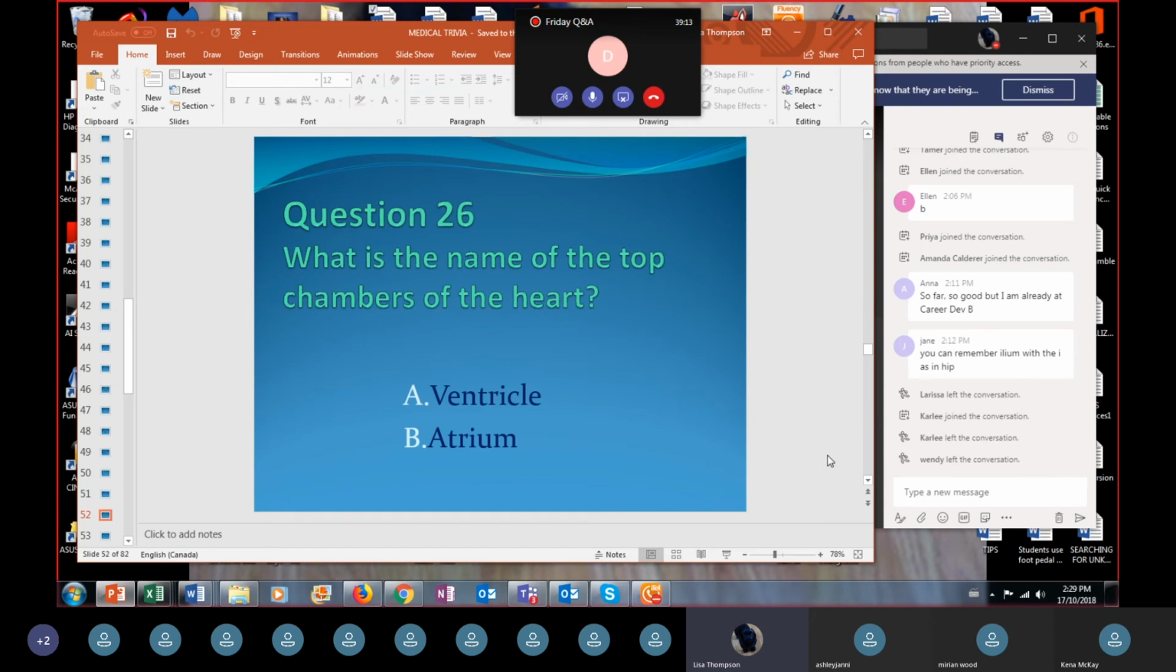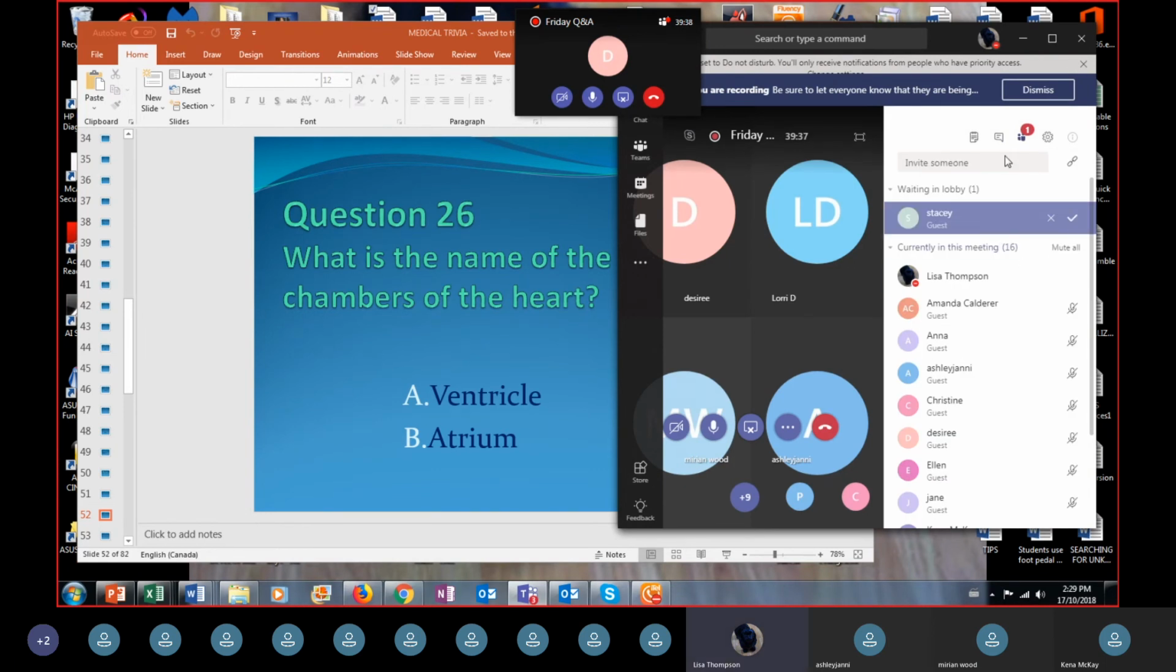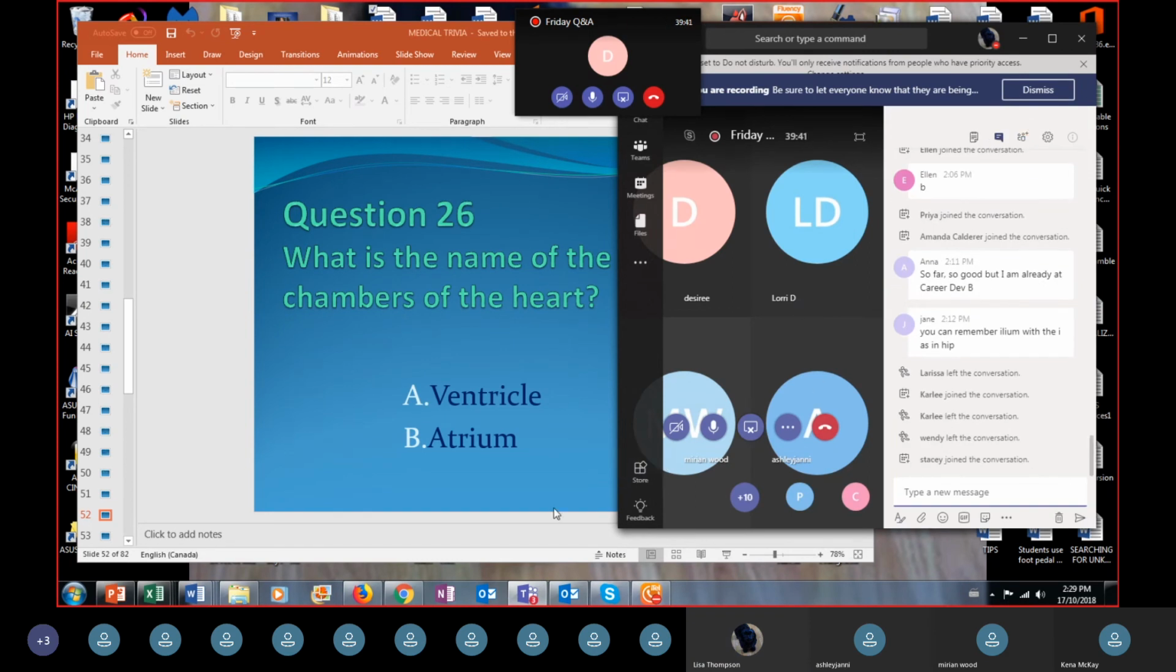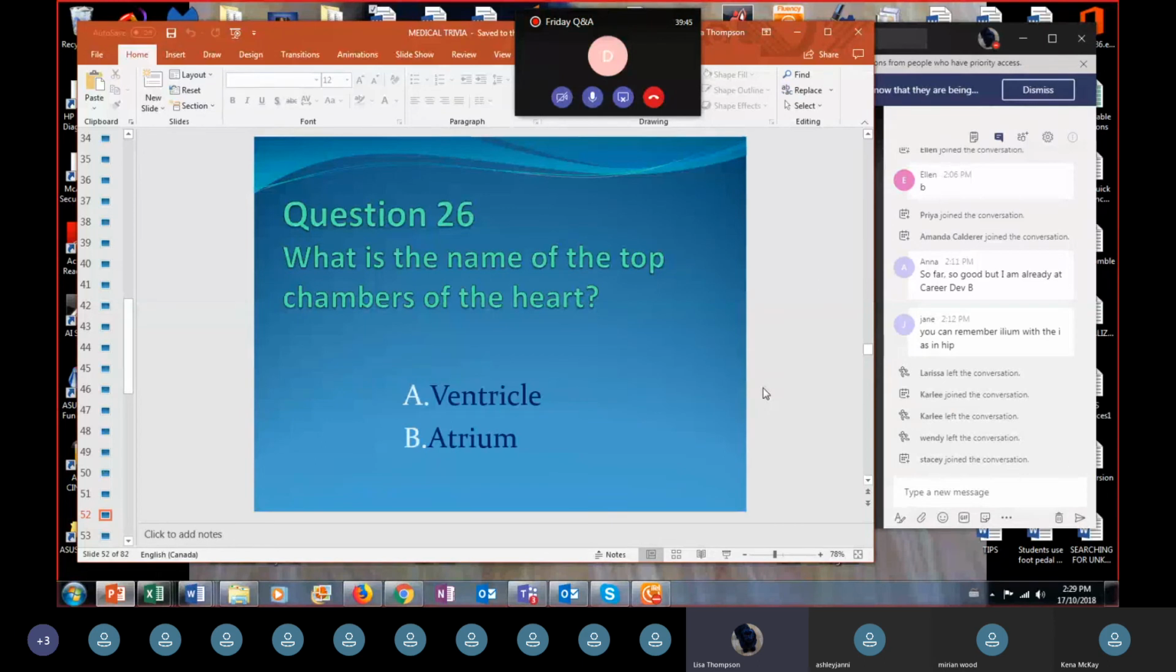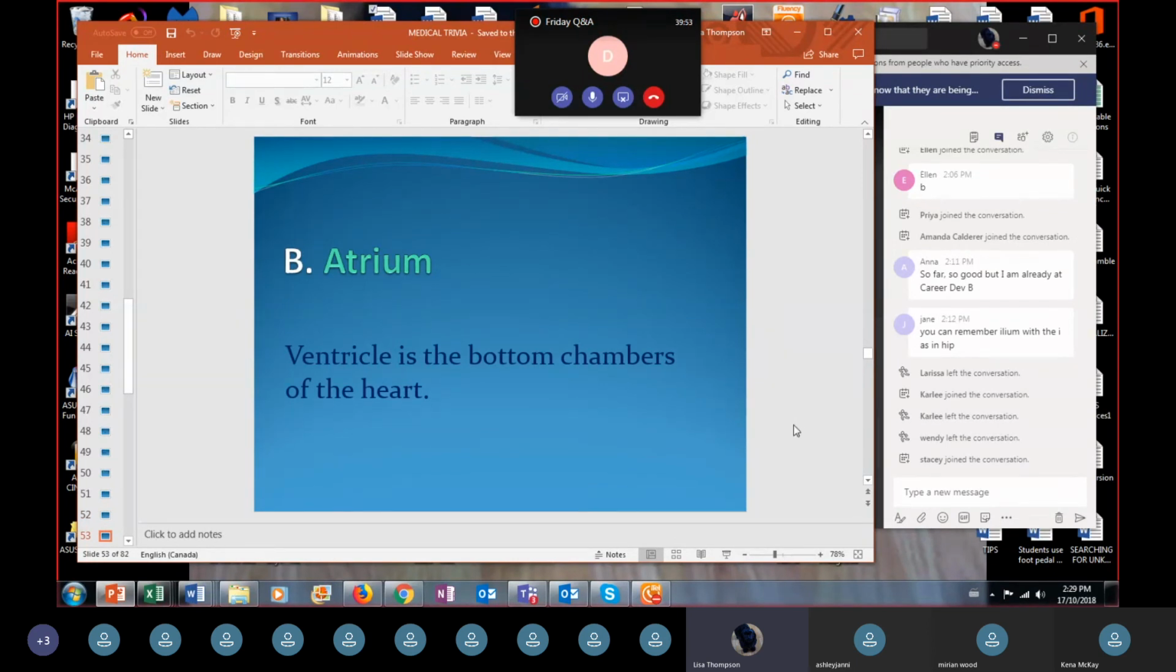Question 26. What is the name of the top chambers of the heart? A, ventricle, or B, atrium? The answer is B, atrium. Ventricle is the bottom chambers of the heart. So you have the top left atrium and top right atrium, and then your bottom left ventricle and the bottom right ventricle.